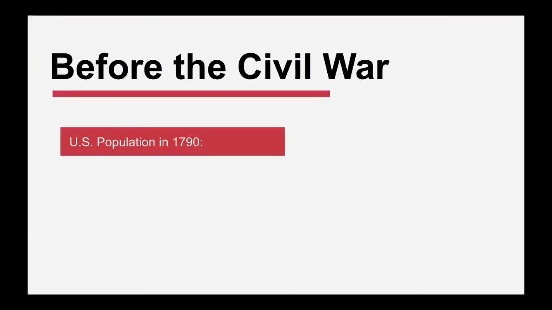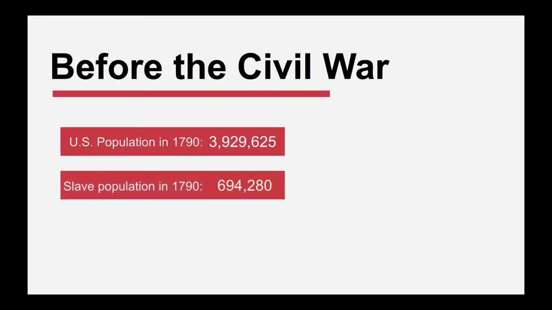The first census in 1790 counted 3,929,625 individuals living in the original 13 states and its territories. The slave population listed was over 694,280 people, or roughly 1 in every 6 people in the whole United States.